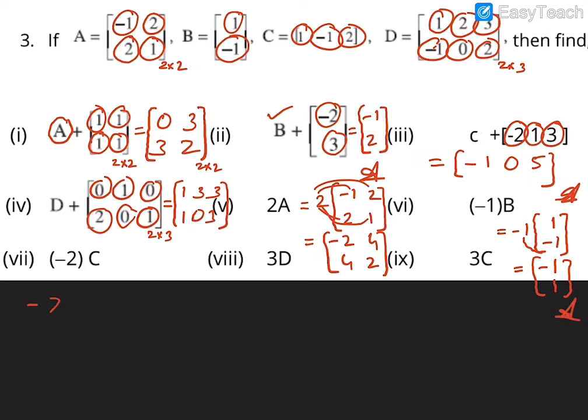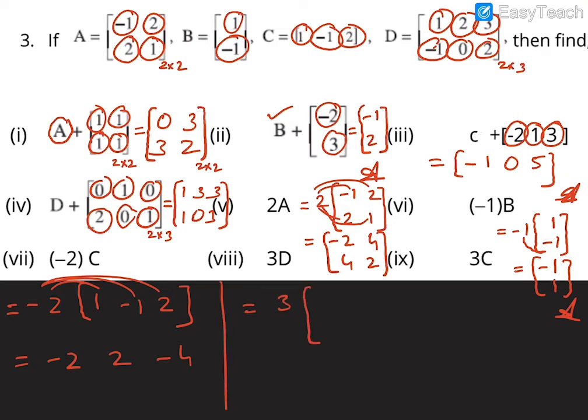Now negative of 2c. What is c? C is having one row only, 1, minus 1 and 2. So this will multiply with each element. So minus 2, minus minus plus. Minus 2 times minus 1 is plus 2, and minus 2 times 2 is minus 4. Similarly, we have here 3D, 3 times D. So what is D?